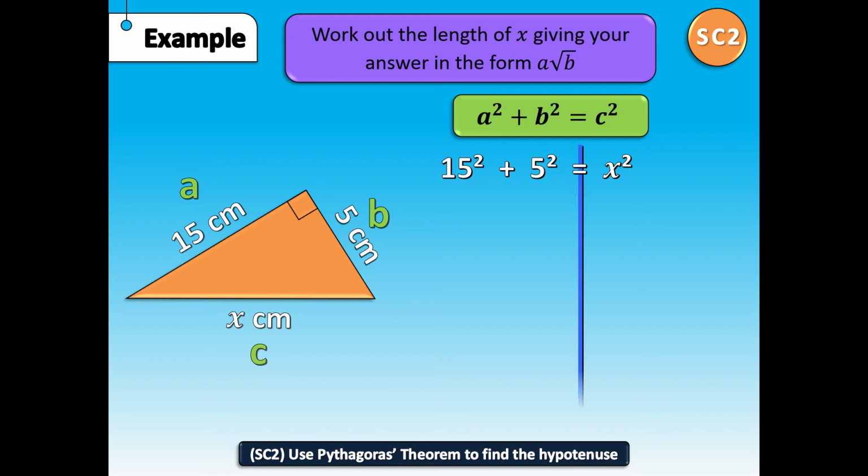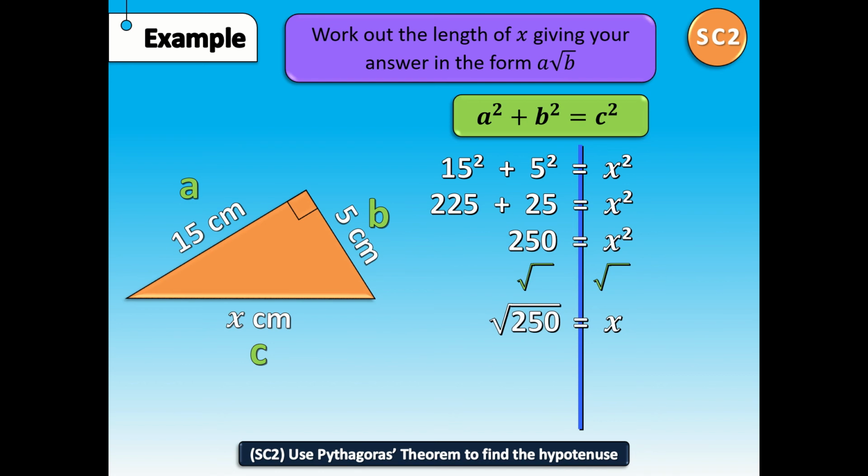So I do 15 squared plus 5 squared. 15 squared is 225, and 5 squared is 25. And if I add those together, that's 250. So I need to square root 250. Now if I want to leave this as a root b, I think about what square number times something is to get 250, and that's 25 and 10. So we can square root 25, that's 5, but we can't square root 10, so we just leave it as 5 root 10, and that's my answer.